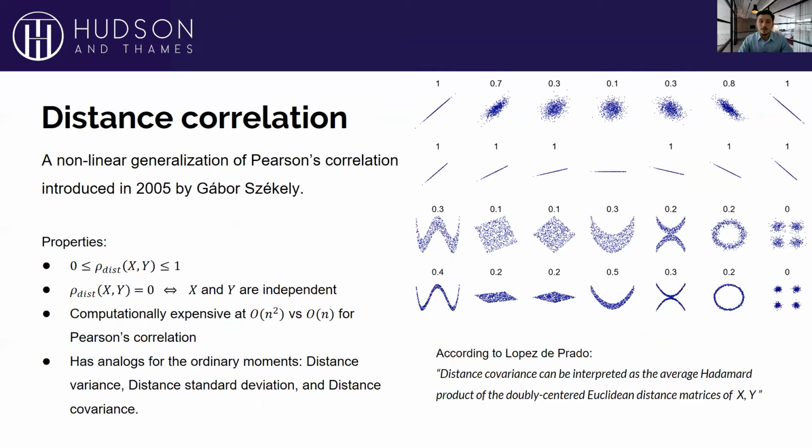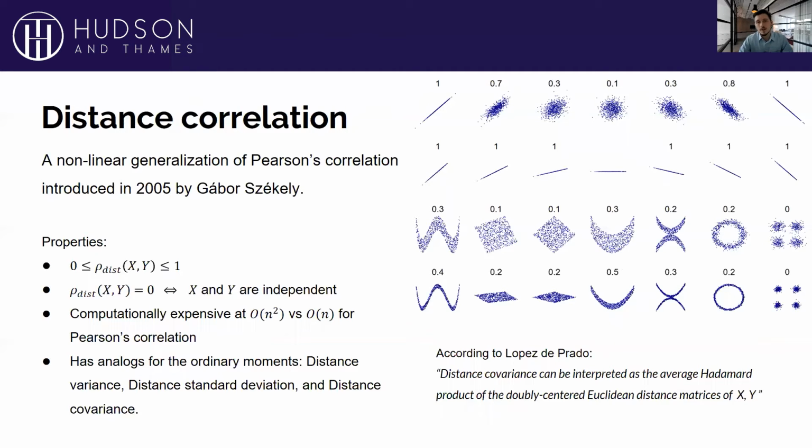Now to the distance correlation. The distance correlation is a generalization of Pearson's correlation that was introduced in the year 2005 by Gabor Szekely. It has its own set of interesting properties, and here on the graph on the right you can see the distance correlation of different data sets. For example, on the second line you can see that where Pearson's correlation would actually show first a high positive dependence, then going to zero correlation, and then slightly going to a high negative correlation, the distance correlation sees that there is a strong codependence between variables.